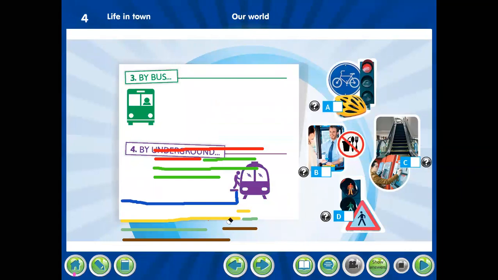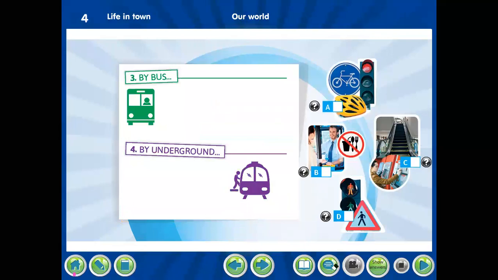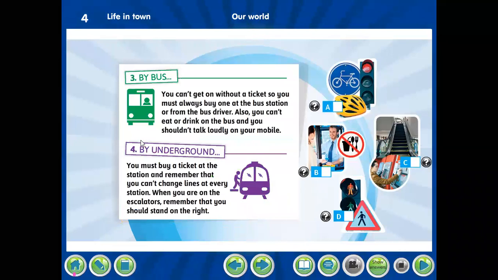Let's see. Cristina, please tell me one rule about by bus. By qué, profe? By bus, number three. You can't get on without a ticket, so much always but buy one. Yeah, very good. This is one, no? This is one idea. I'm finishing this part, no? Very good. You must buy a ticket. Now this is a rule. Good.